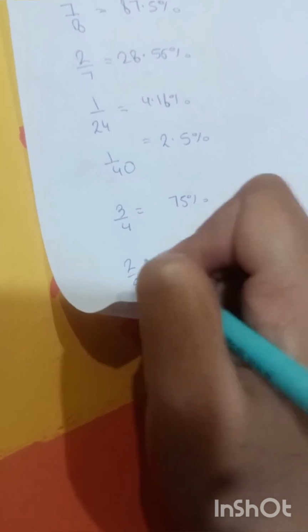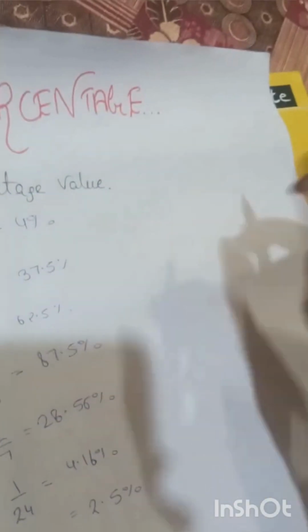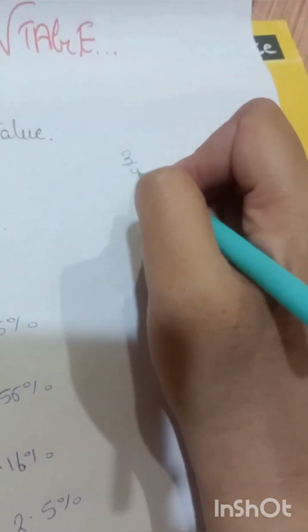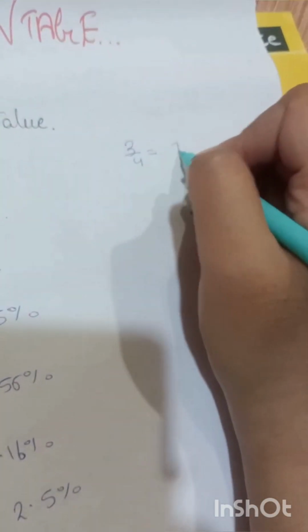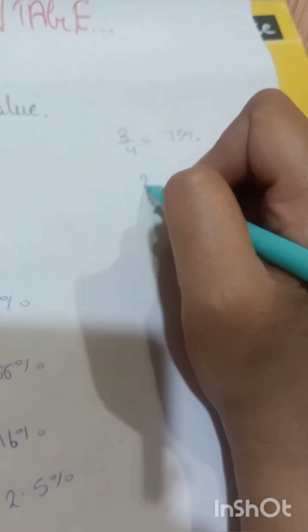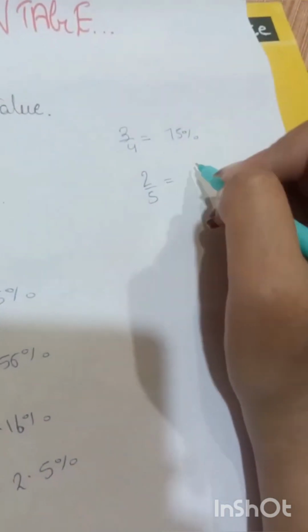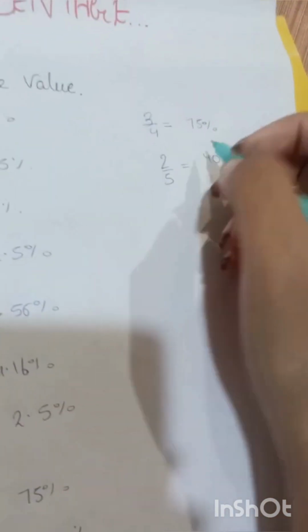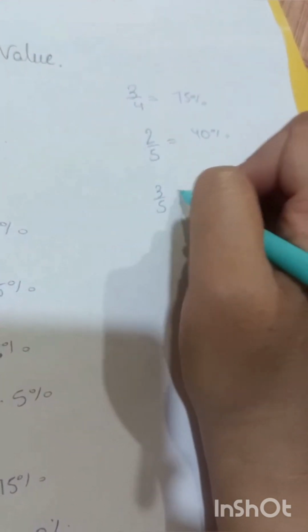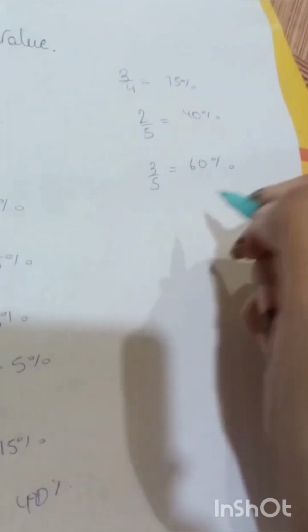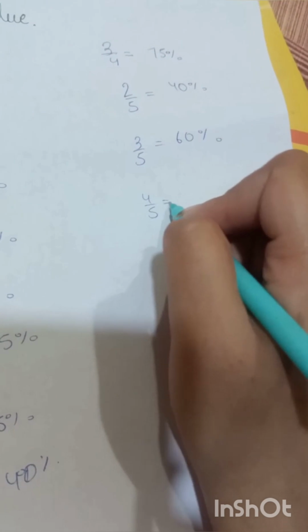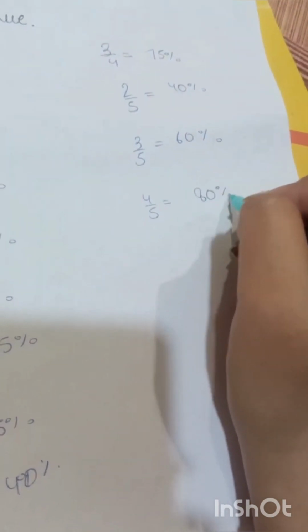2 by 5 equals 40%. 3 by 4 equals 75%. 2 by 5 equals 40%, and 3 by 5 equals 60%. 4 by 5 equals 80%.